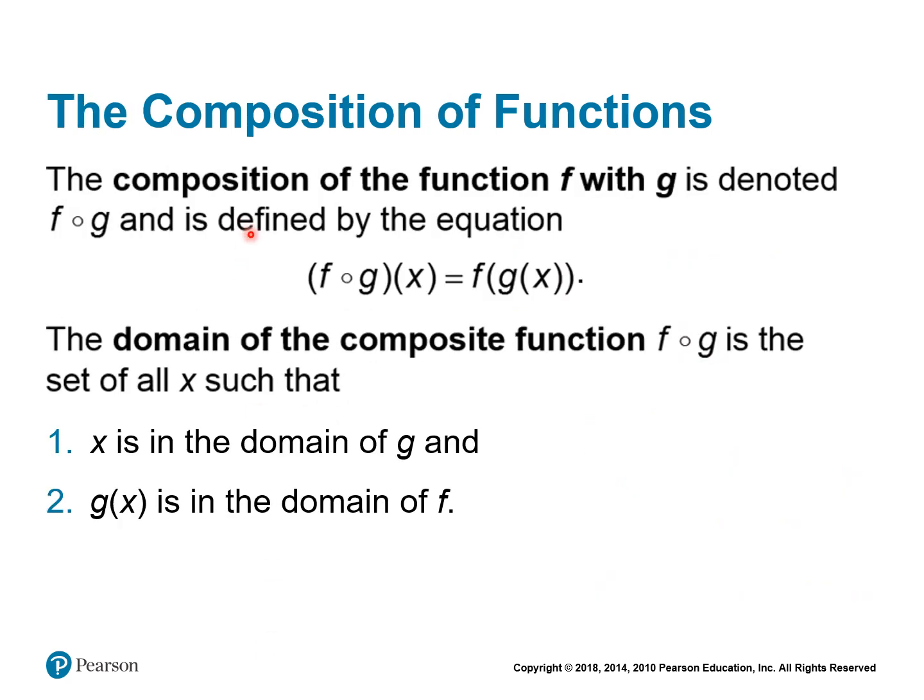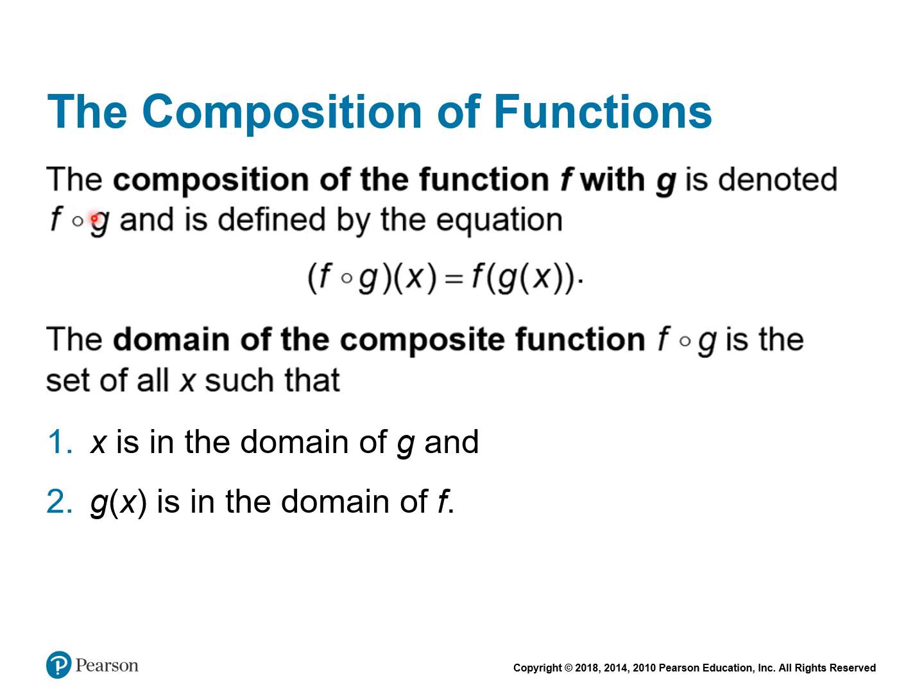Let's talk about the composition of functions now. Previously, we talked about the combination of functions, which was addition, subtraction, multiplication, or division. That's how we combine functions. But here, this is something different. This is called the composition of functions. And what is it? The composition of the function f with g is denoted f, and then there's a hollow circle between f and g. It is defined by this equation: f composition g of x equals f of g of x.